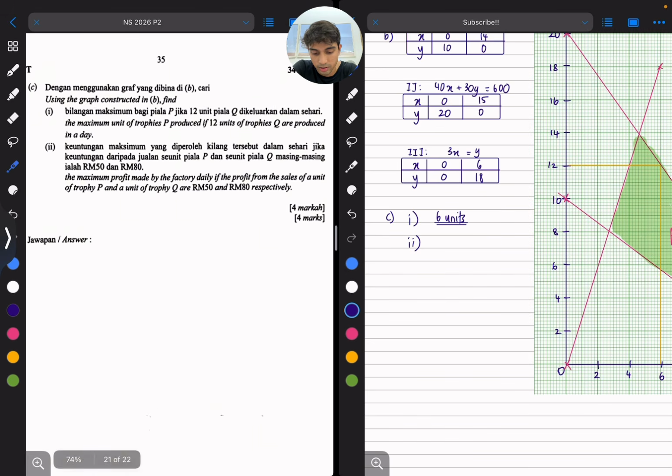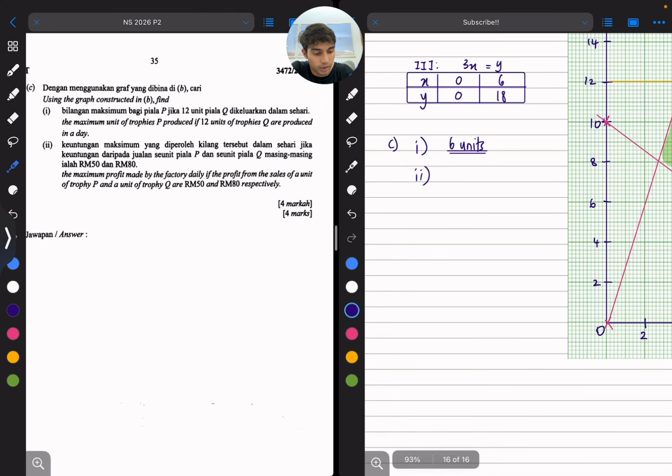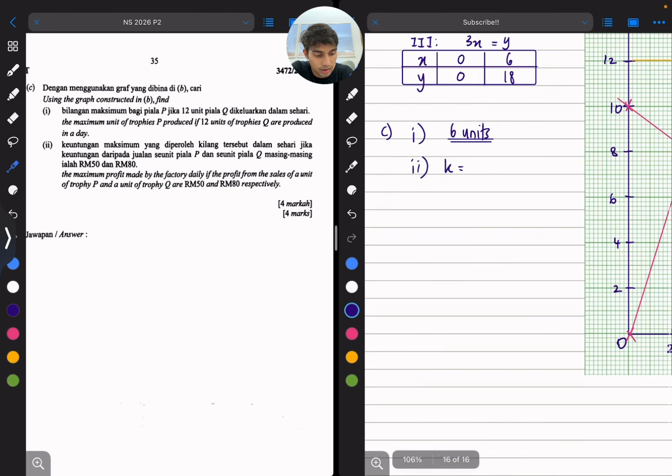Next one, find the maximum profit made by the factory if the profit from sales of a unit of trophy P and trophy Q are 50 and 80 respectively. So the profit is 50 ringgit for trophy P and 80 ringgit for trophy Q. We sold x amount of trophy P and y amount of trophy Q, so this will be the total profit.